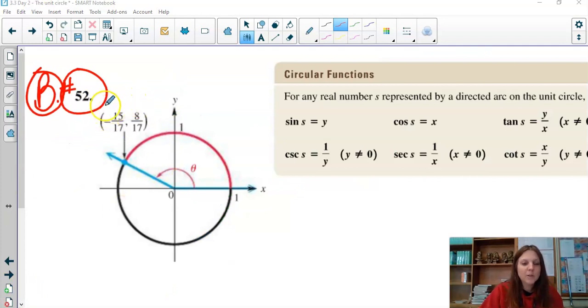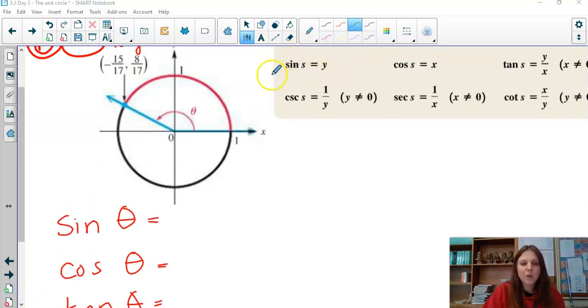In this one, you can see that this is number 52 from the book. You can just call it letter B and write 52. You don't have to draw the circle. Negative 15 over 17 and 8 over 17 are given. Okay, so I'm going to label them X and Y. And I need to find the 6 circular functions, sine, cosine, tangent, and then we'll find the other 3.